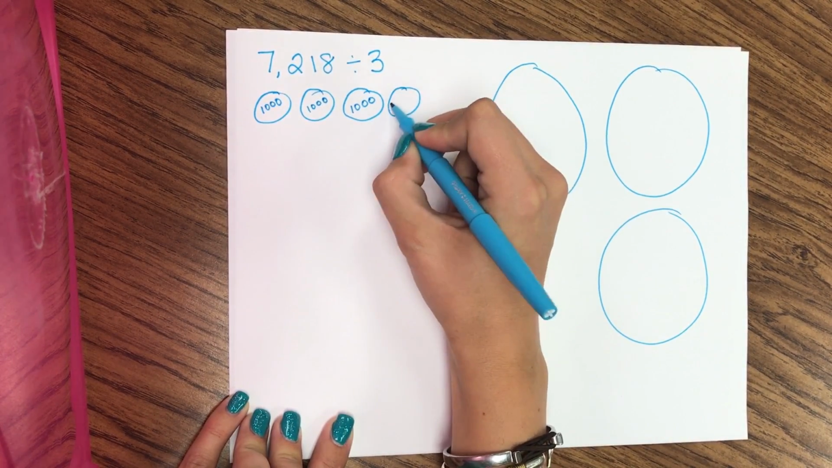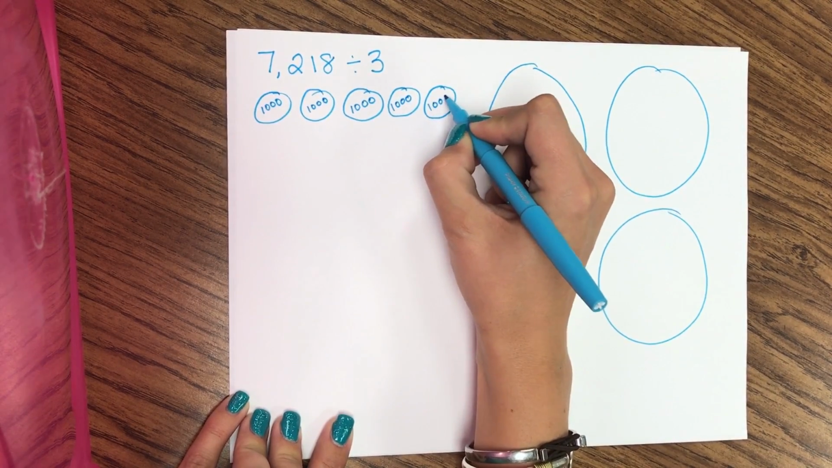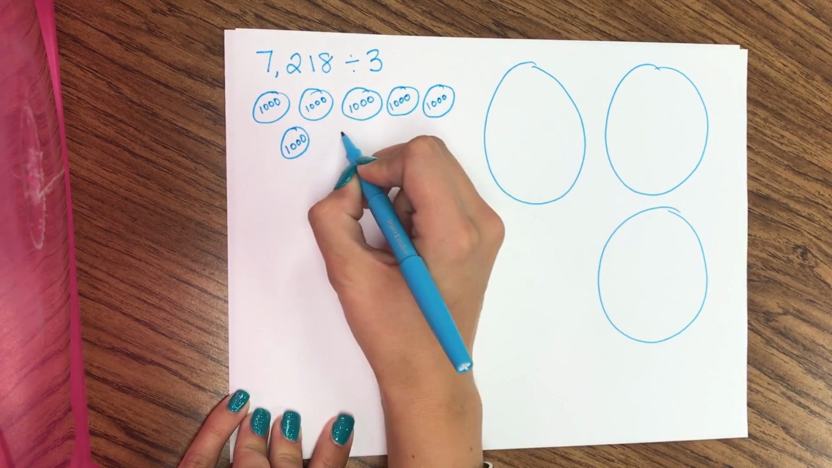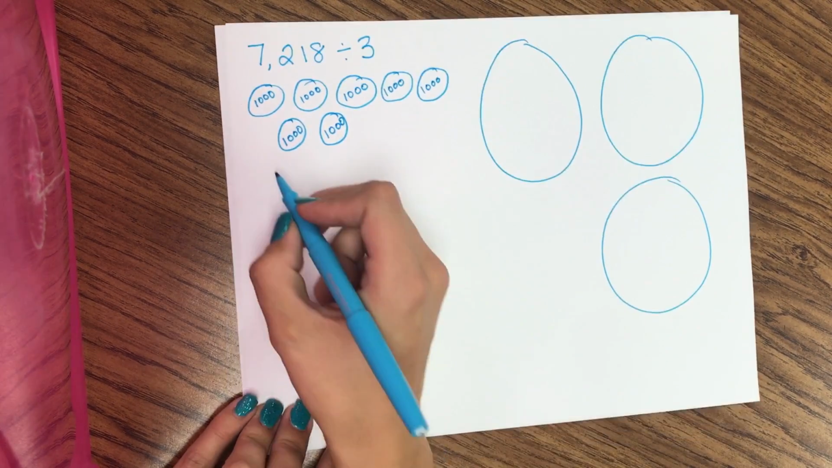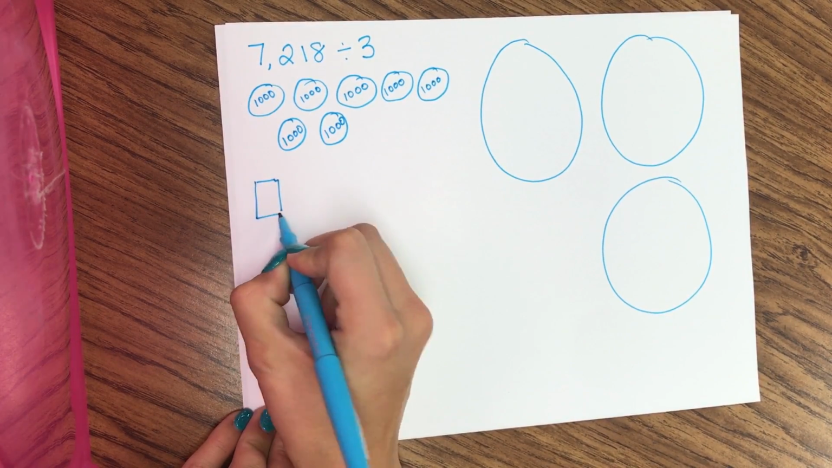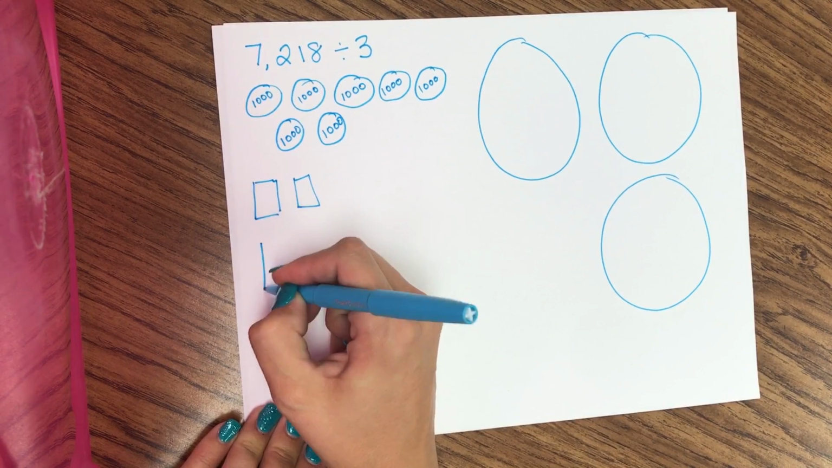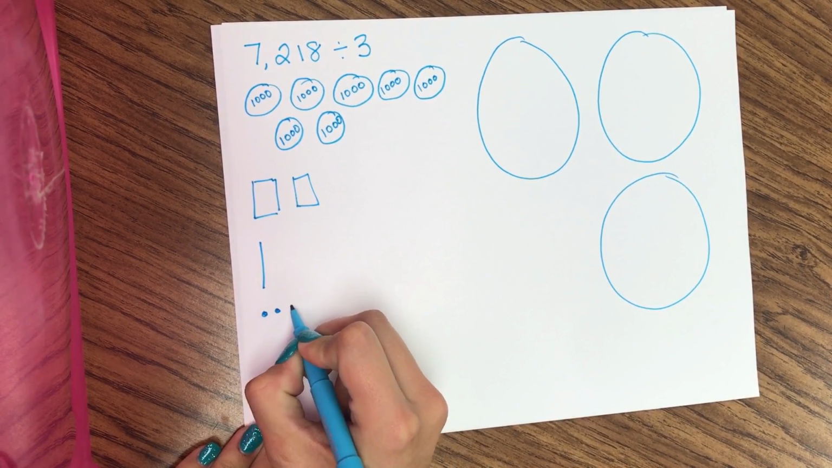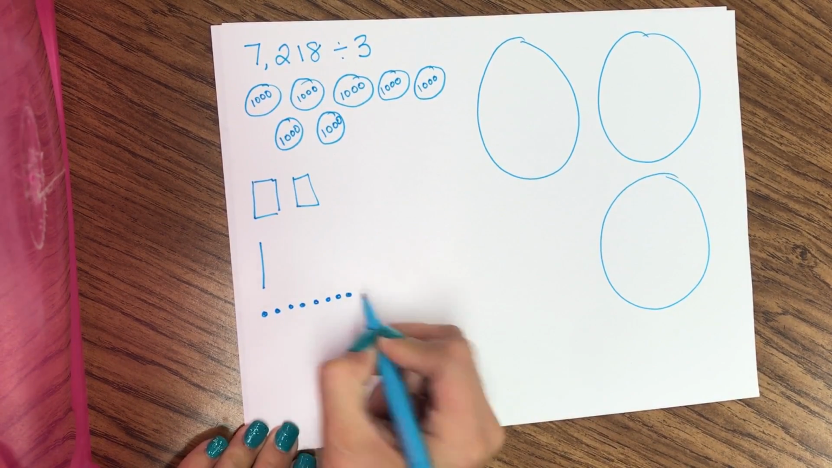3, 4, 5, 6, 7. I'm going to draw my 200s, my 10, and my 8 ones. Okay.